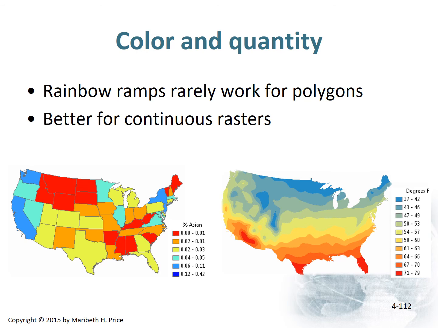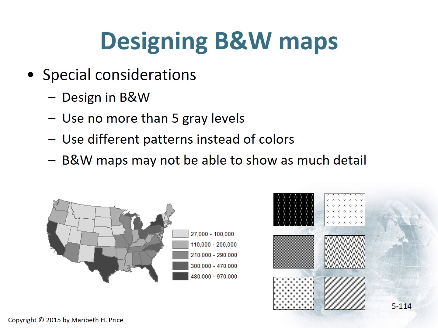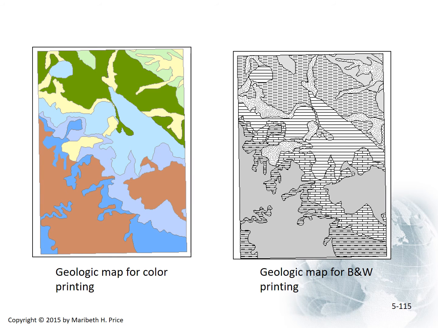Rainbow ramps rarely work well on polygons. They're better suited for continuous rasters. The best way to make a good black and white map is to make it as a black and white map and not make it as a color map and then let it simply be printed in black and white. You should never do that. When you design in black and white, a couple of things to keep in mind. No more than 5 levels of gray. Consider using patterns instead of colors. This is an example.